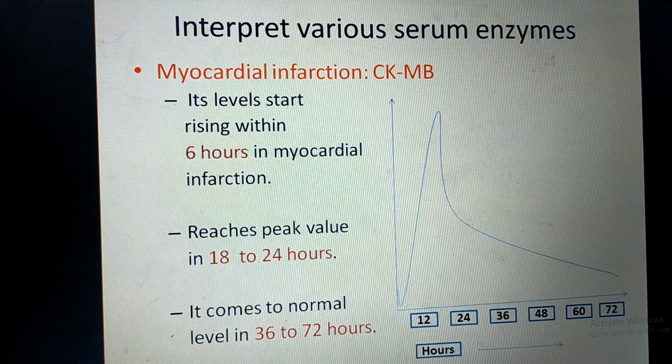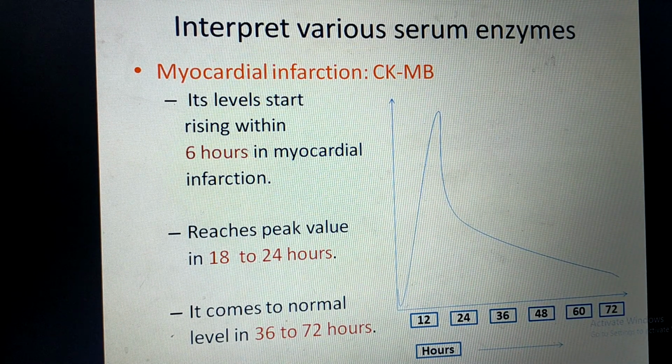This slide shows the pattern of how it increases. On the x-axis I have taken the time in hours and on the y-axis I have taken the levels of CKMB. The levels of CKMB start to rise within 6 hours of myocardial infarction, reach the peak value in 18 to 24 hours and come to normal in 36 to 72 hours.